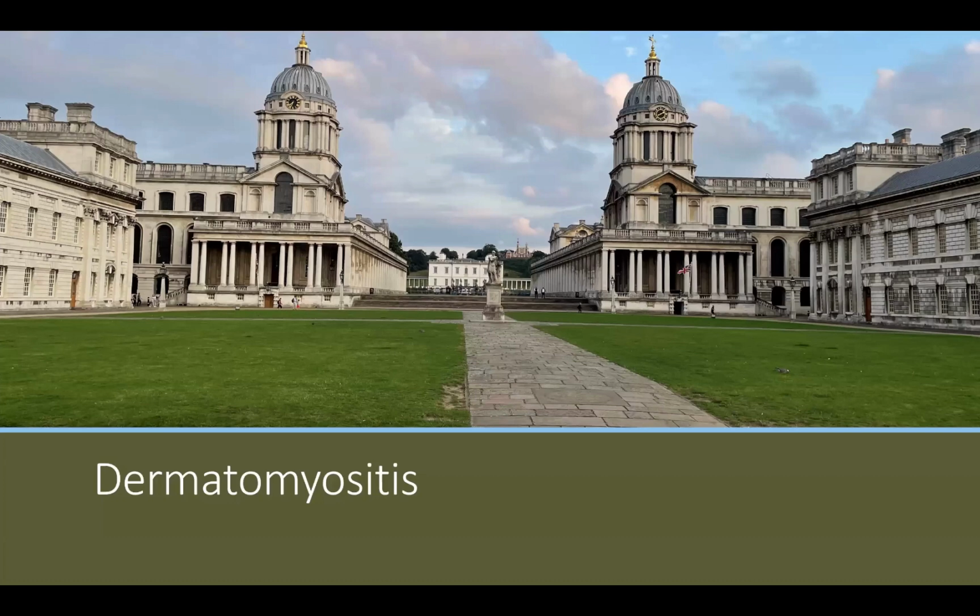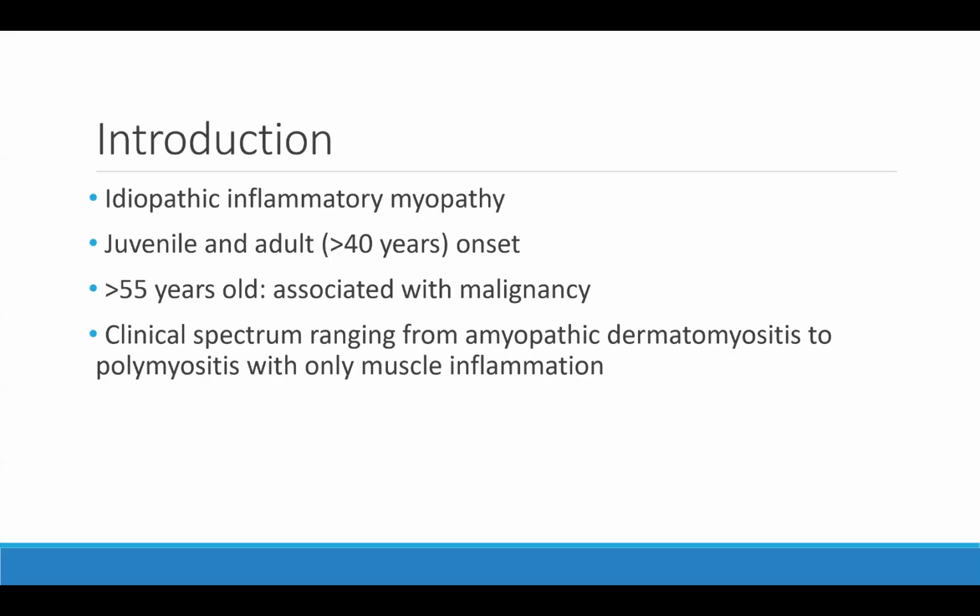Our second condition that we are looking at today is dermatomyositis. This is an idiopathic inflammatory myopathy. It can be juvenile or adult in onset. For patients aged more than 55 years old, it is usually associated with malignancy. It is a clinical spectrum which ranges from amyopathic dermatomyositis to polymyositis with only muscle inflammation.